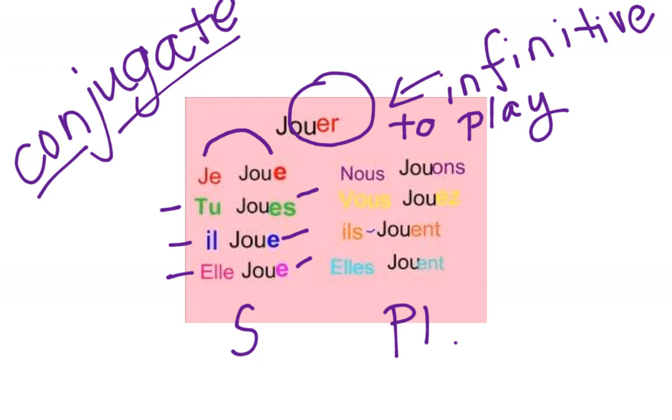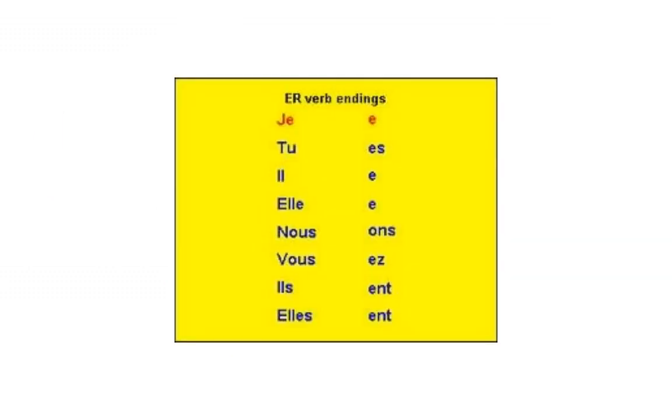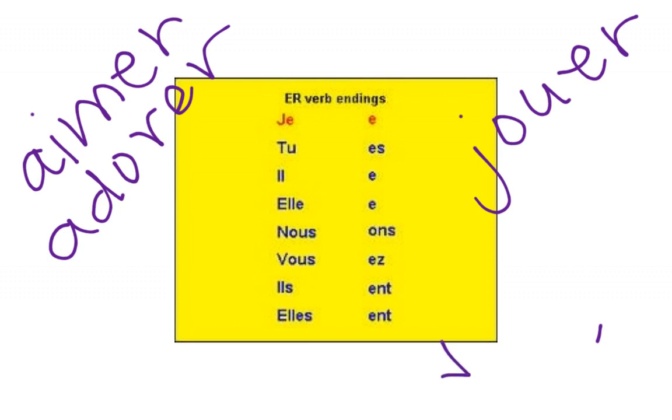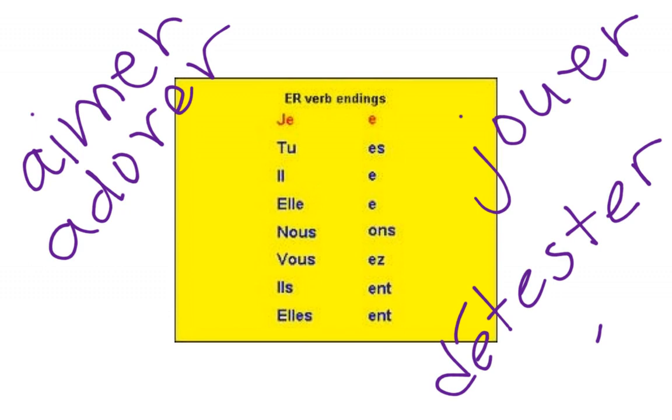So that's an example of one ER verb, but all ER verbs follow that same pattern with E, ES, E, ONS, EZ, and ENT. And all conjugation charts are set up this way, with je, tu, il, and elle on the left, nous, vous, ils, and elles on the right, and in that order. So here's another chart showing ER verb endings, and this could go for any ER verb. So if you're talking about aimer, to like, or adorer, to love, or jouer, to play, or détester, to hate, all of them are going to use these endings.